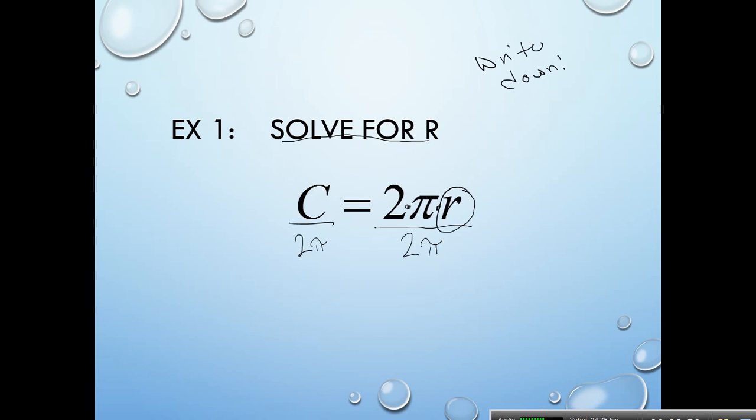On this side, I'm going to be left with c divided by 2 pi. Nothing else. The 2 is going to cancel, the pi's are going to cancel, and we'll be left with just r. So now I've actually solved for r. r is alone, as you can see, so my problem's actually done. I know that r equals c over 2 pi.